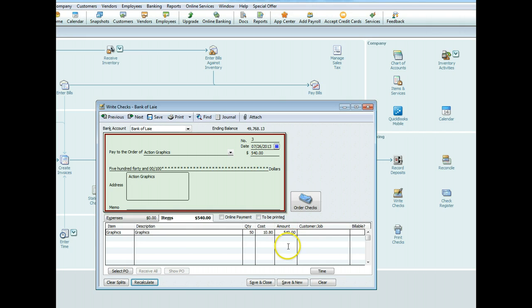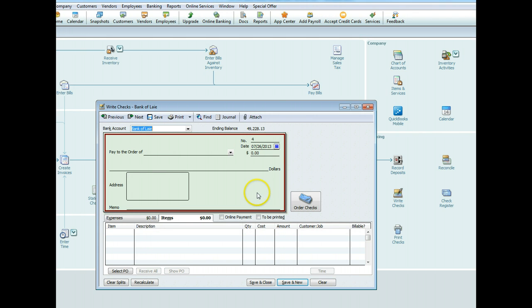And you saw what I did. I had to do it a little differently than I had before. Because we bought it and we didn't go through the process of doing a purchase order or receiving inventory, we went right to the items and defined it there. Okay, I could have selected a purchase order, but we didn't. Alright, so that's check number 3, July 26th. Graphics. Okay, we're going to do another one.